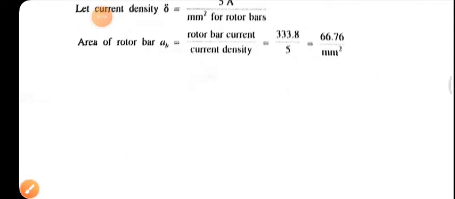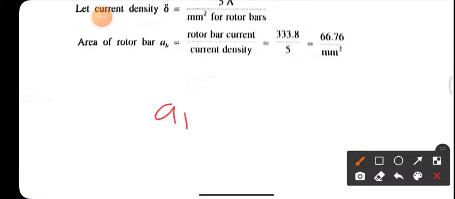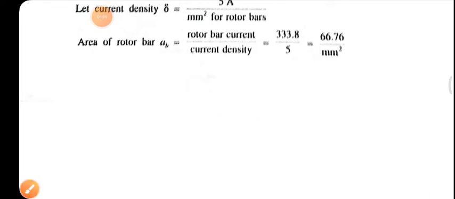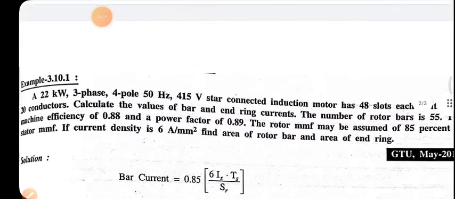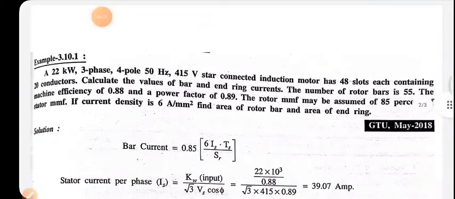First we found the current in the end rings and the current in the bar, and based on that we assumed the value of the current density, and from that we got the area of the bar as well as the area of the end ring. Okay, so this was the example based on the theory of design of the bars and design of the rotor. Right, now the second example that we are going to see is here.